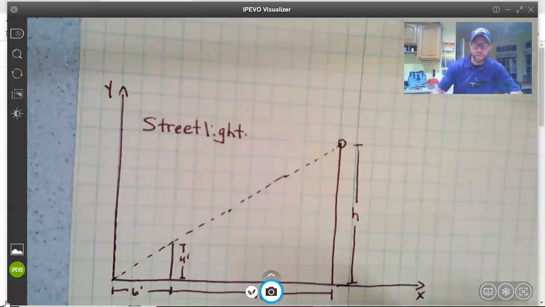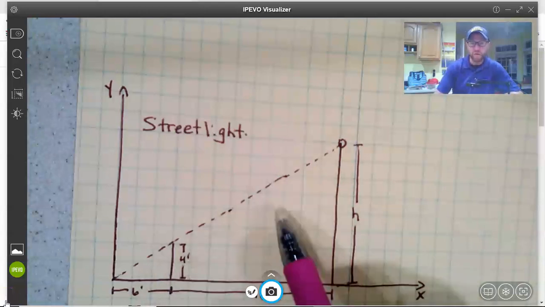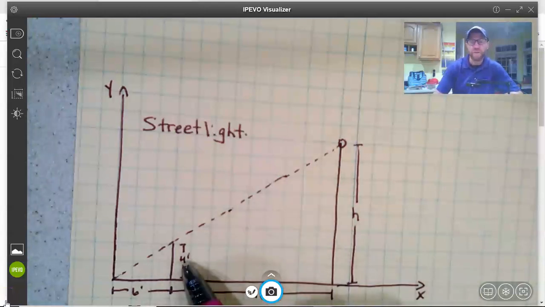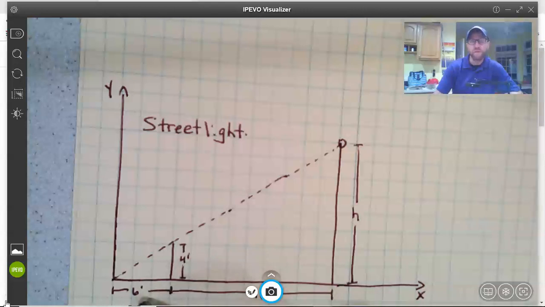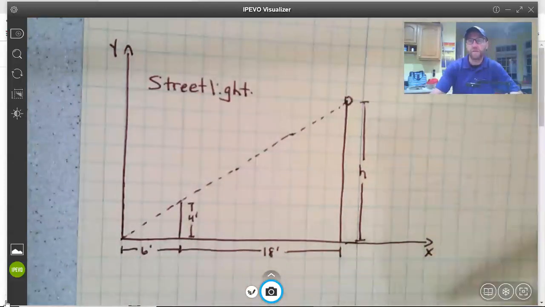Okay, in this problem, we're told that there's a kid, and I drew a picture of this. Great strategy. A kid standing underneath a street light. We're told the kid is 4 feet tall, that the shadow is 6 feet long, and that the kid is standing 18 feet from the street light. We're asked, how tall is the street light?